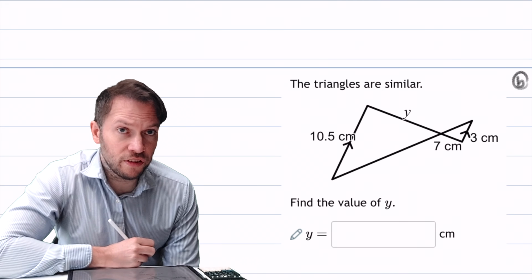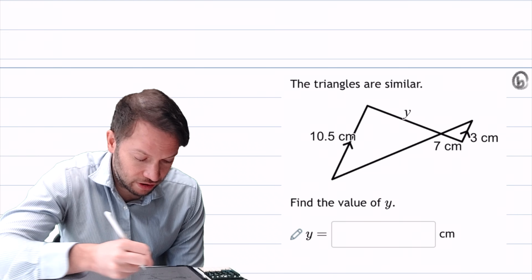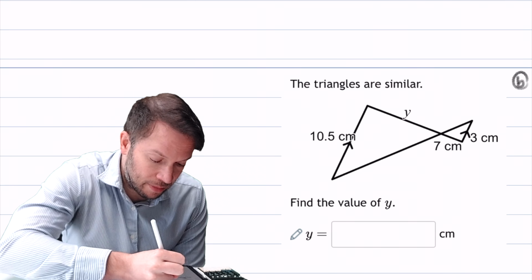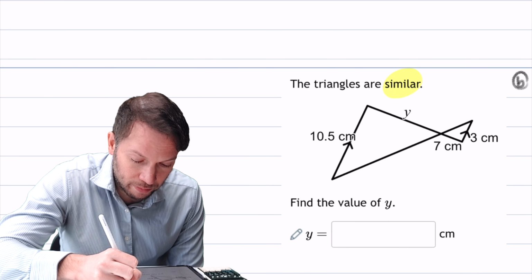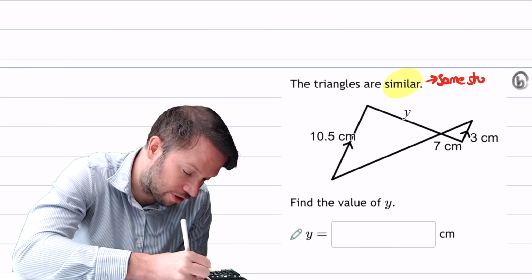In this video, we're going to solve problems involving similar shapes where we've got two triangles that sort of meet in the middle like that. So what does similar mean? Similar shapes, we saw in the previous video, just means they are the same shape but different sizes.